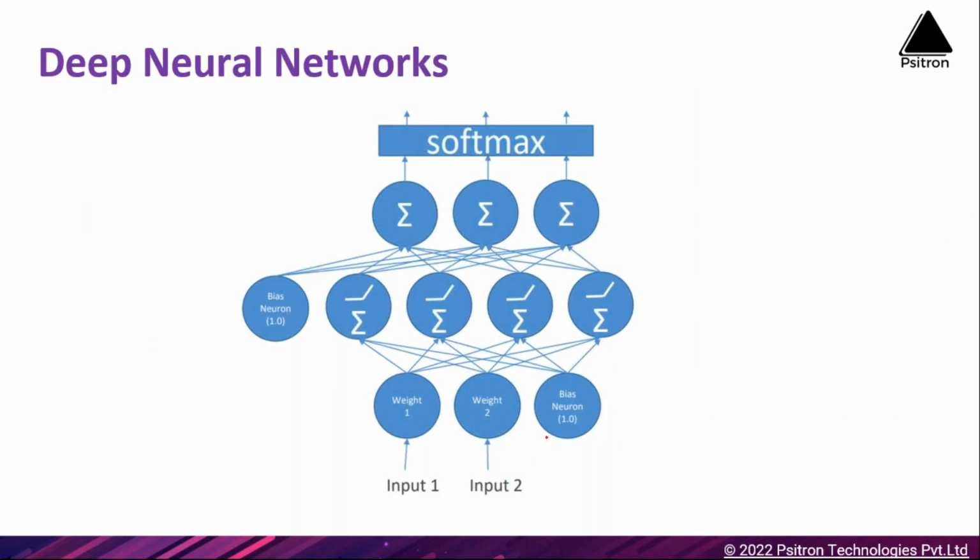So basically, this is how deep neural networks work in the simplest form. All you need to do is provide an input here and you'll receive an output over here. That's it. That's as simple as that.